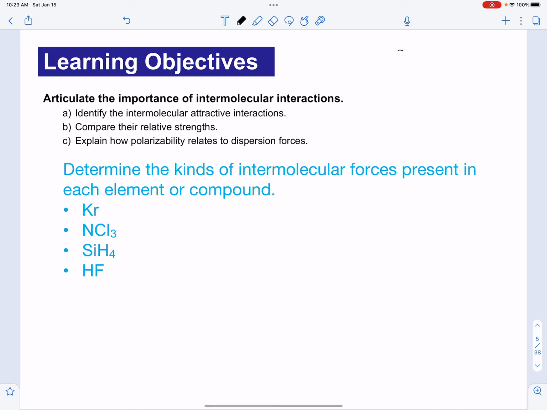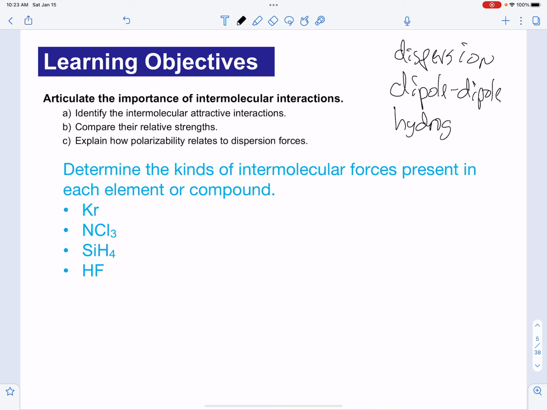Well, what are the forces? Dispersion, dipole, hydrogen bonding, and this one is ion dipole. Whenever we start talking about mixtures, but we can concentrate now on just the ion or the ionic force. So how do we know which is which?